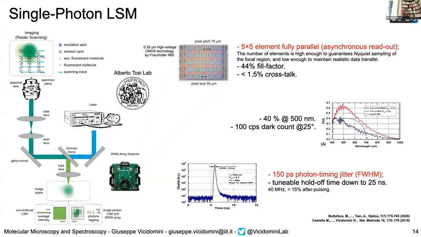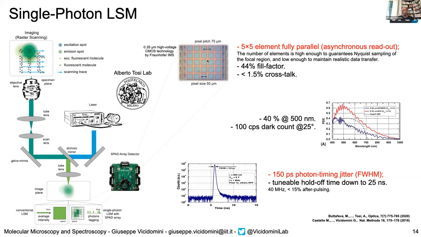I don't want to go into the detail of this detector that we developed, because that's not the purpose of this workshop. But I want to give you just a few important pieces of information about it. First of all, this is a very small detector. As you can see from this image, it is only 5 by 5 elements. It's not like a megapixel camera like the ones used in wide field microscopy, but a very small detector. So only 5 by 5 pixels.